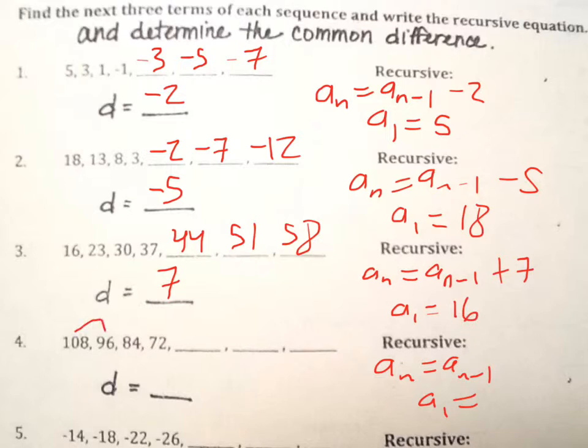On 4, we're getting this constant pattern here of subtracting 12. So if you subtract 12, you'll get 60. If you subtract 12 again, you'll get 48. Subtract 12 again, you'll get 36. And that's going to give us a common difference of negative 12. And for your recursive function, you can do every term is the previous one minus 12 and start at 108. And so those are our first recursive functions.